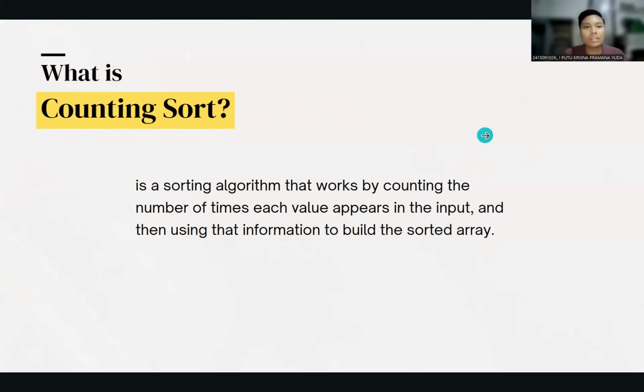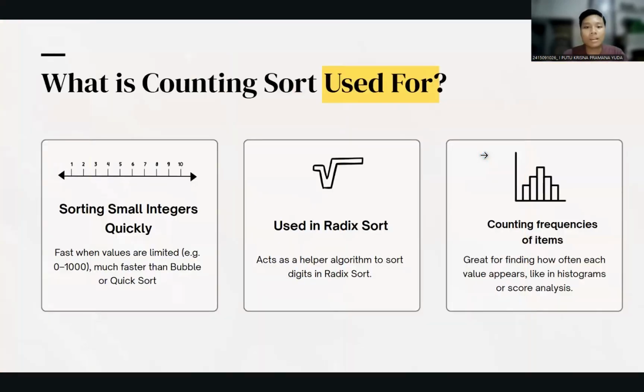So the first is I want to explain about what is counting sort. Simply, counting sort is an algorithm that works by counting the number of times its value appears in the input, and then using the information to build the sorted array. And then, what is counting sort used for? Counting sort is a powerful sorting algorithm that is especially useful in specific cases. In this slide, I collected three main uses of counting sort.